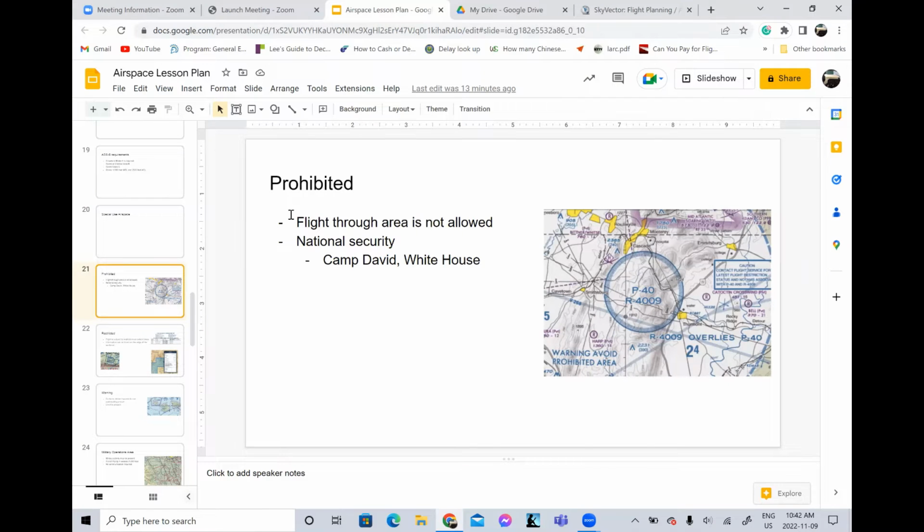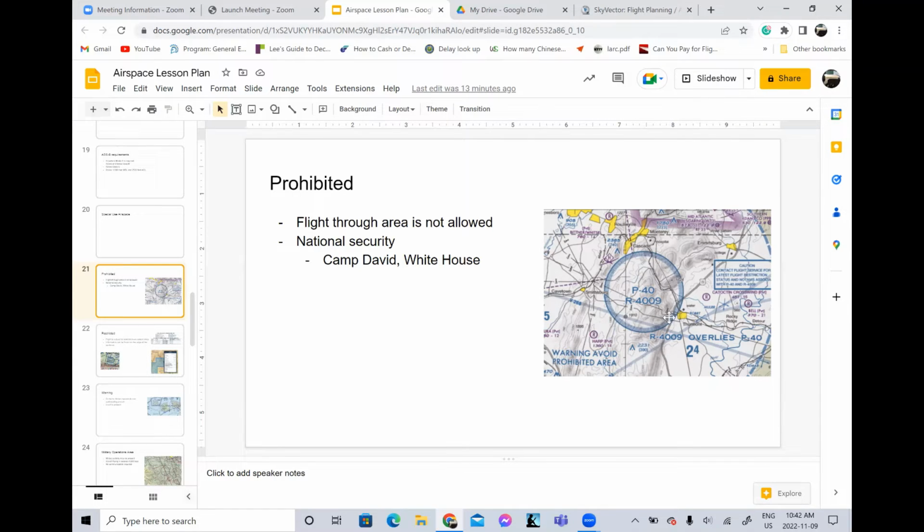As mentioned in the word, it's prohibited. You just cannot fly through it unless there's an emergency. Usually prohibited airspace is established for national security reasons, and some places where you'll find prohibited airspace are Camp David or the White House.